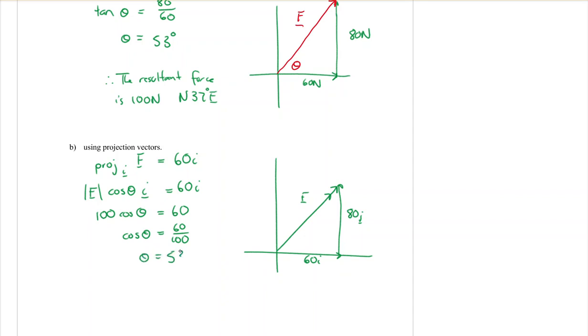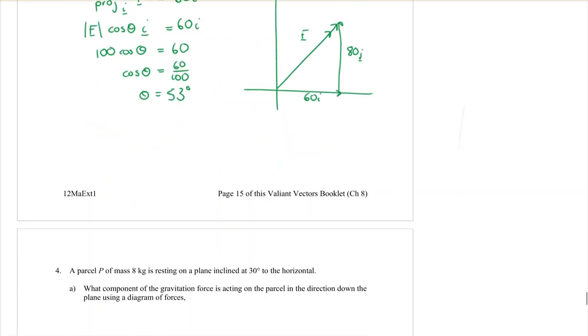And you get your 53 degrees again. Okay, and again, I won't write the whole thing out again. So that means we've got the same as before using projections. All right, the last one.